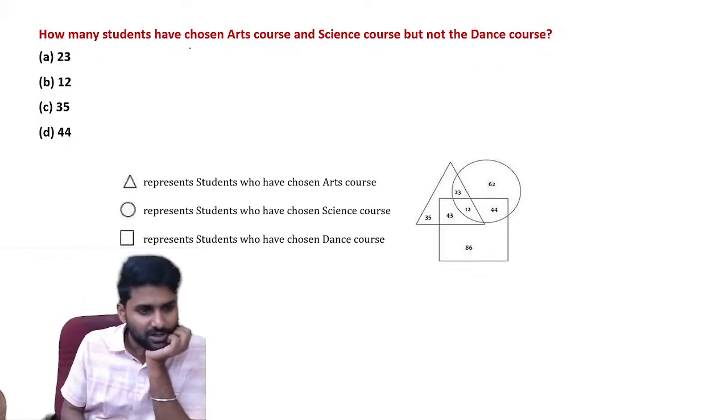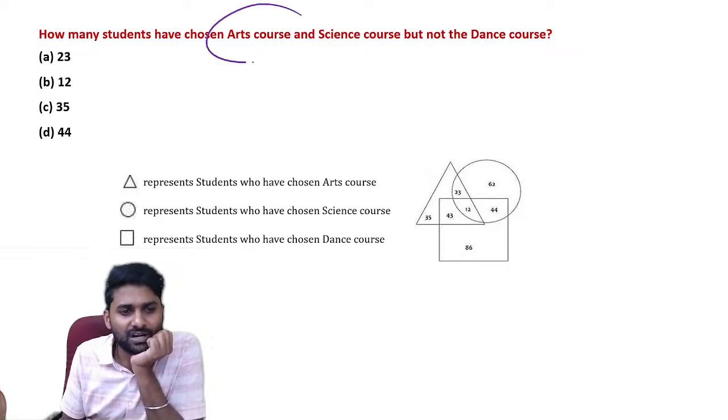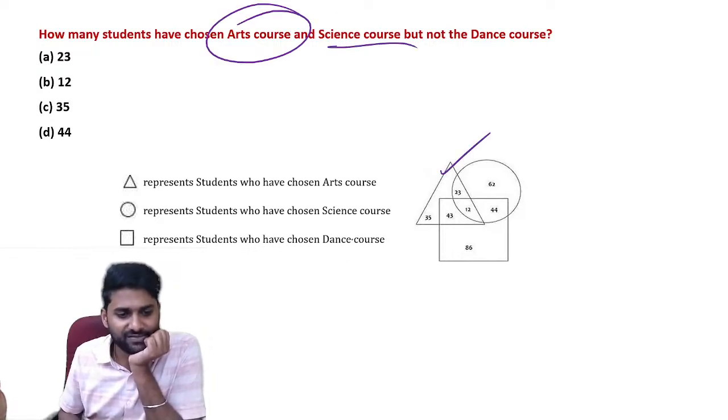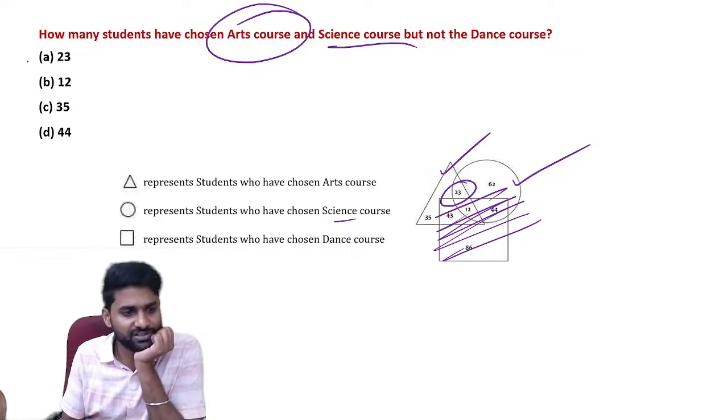Next, how many students have chosen the arts course? The triangle we require, the science circle we require, but not in the dance course. So then the suitable answer is 23.